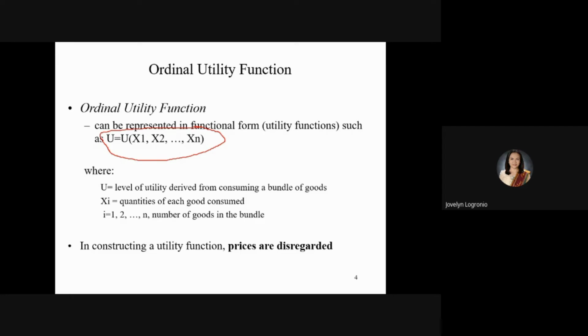Okay, bakit kaya? Because of course, price can affect the quantities of each good consumed by the consumer. Ibig sabihin, kung halimbawa mahal yung apple, so affected yung consumption ng consumer. Affected na din yung utility function or yung level of satisfaction.